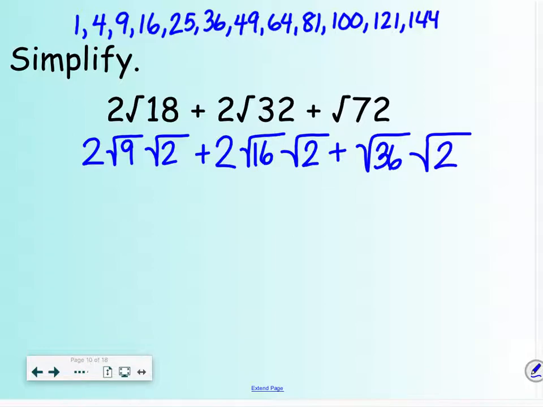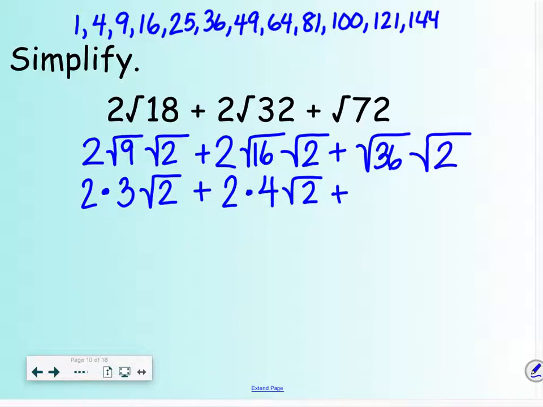Now in this problem, you may notice that all of them have a square root of 2 as one of their factors. They don't have to all match, okay? Square root of 9 is 3, and then I've got the 2 out in front. The next one, square root of 16 is 4, and again, I've got a 2 out in front. And then this last one, square root of 36 is 6, and nothing out in front on that one.